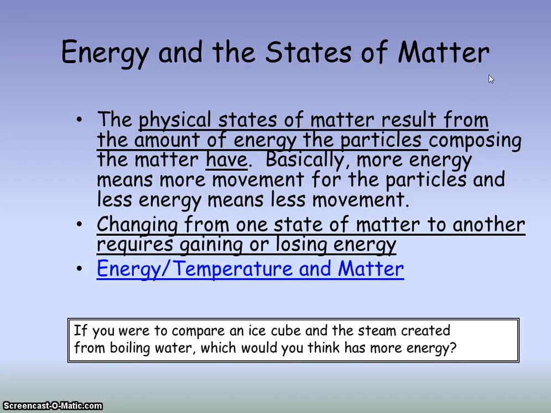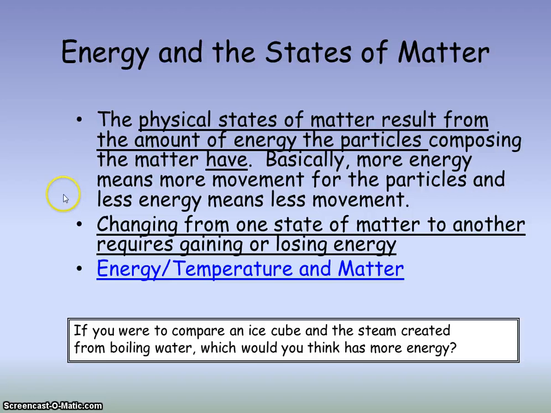All right, so we've talked about energy. Energy is what causes those particles to move faster. A lack of energy may cause them to move more slowly. Right, so physical states of matter are based on the total amount of energy that the particles of a substance have. Okay, more energy, more movement, less energy, less movement. That's how we transition from one state of matter to another state of matter, right? You're either gaining or you're losing energy.